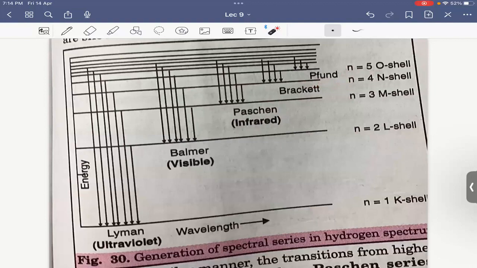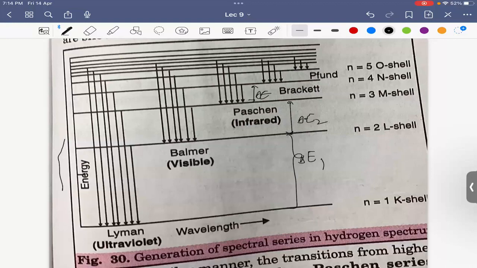So one thing which you can notice here is the energy gaps, right? This is the energy gap, let's say delta E1. This is the energy gap, let's say delta E2. This is delta E3. Similarly, as we go from lower energy to higher energy, the energy gap is decreasing, right?